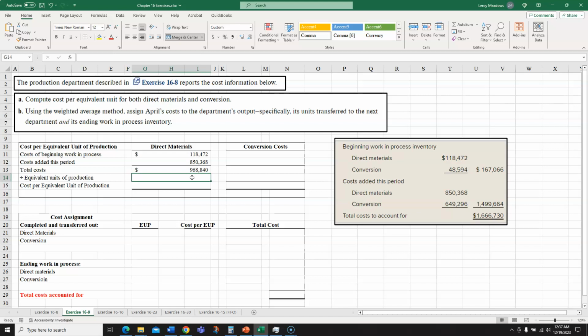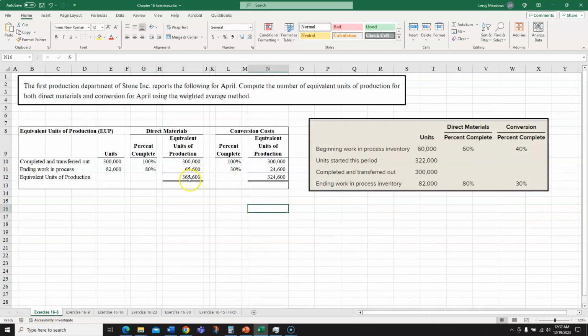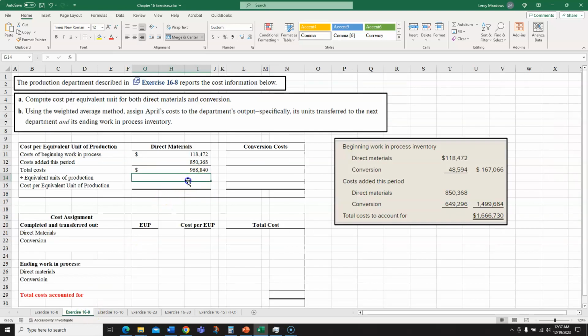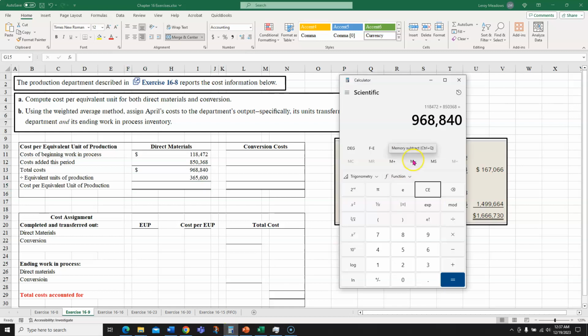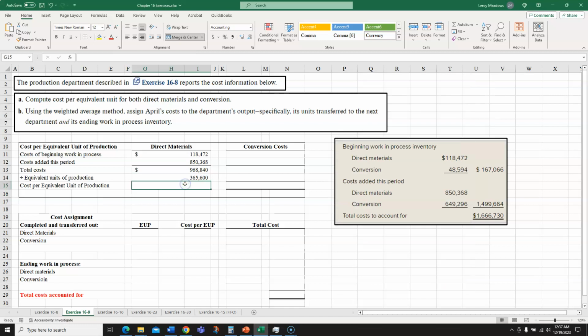Now, I want to divide that by the equivalent units of production. What were my equivalent units of production? For direct materials, let's go back here, 365,600. So let's go ahead and plug that in here. 365,600 equivalent units of production. So my cost per equivalent unit is going to be, take the dollar amount there and divide it by 365,600 for a cost of $2.65 per equivalent unit of production. So let's put 2.65 right here. Okay.